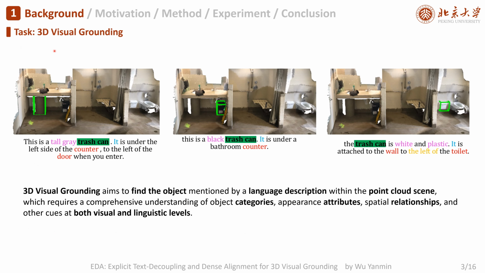In this work, we focus on 3D visual grounding, which aims to find the object mentioned in a language description within a 3D point cloud scene. For example, there are 3 descriptions that locate different instances of the same category, the trash can. This task requires a comprehensive understanding of object categories, appearance attributes, spatial relationships, and other cues at both visual and linguistic levels.